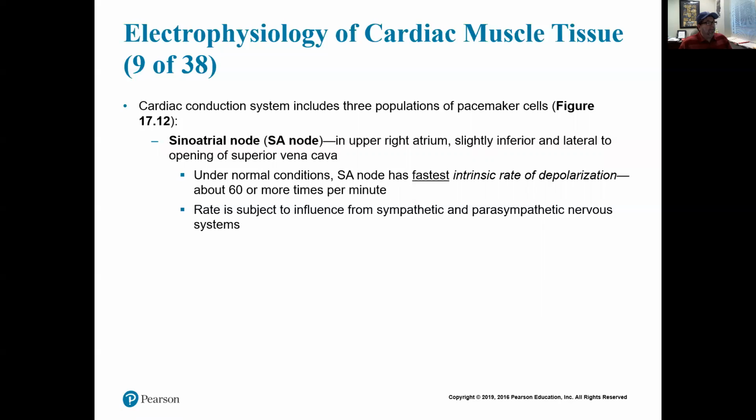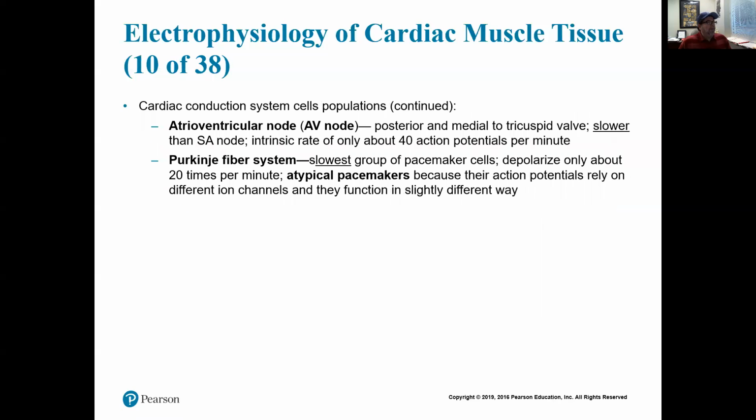And that's subject to sympathetic nerves that will speed it up. Parasympathetic nerves will slow it down. Then there is the atrioventricular node, located about halfway down between the atriums and ventricles, and it has pacemaker cells that can fire 40 action potentials per minute. And then there are these fibers called Purkinje fibers that carry the electricity up into the depths of the ventricle.